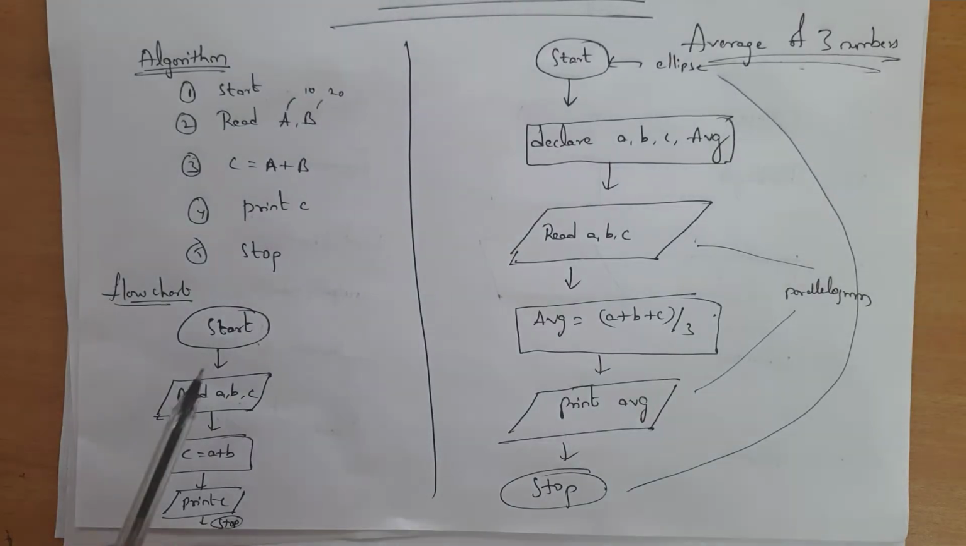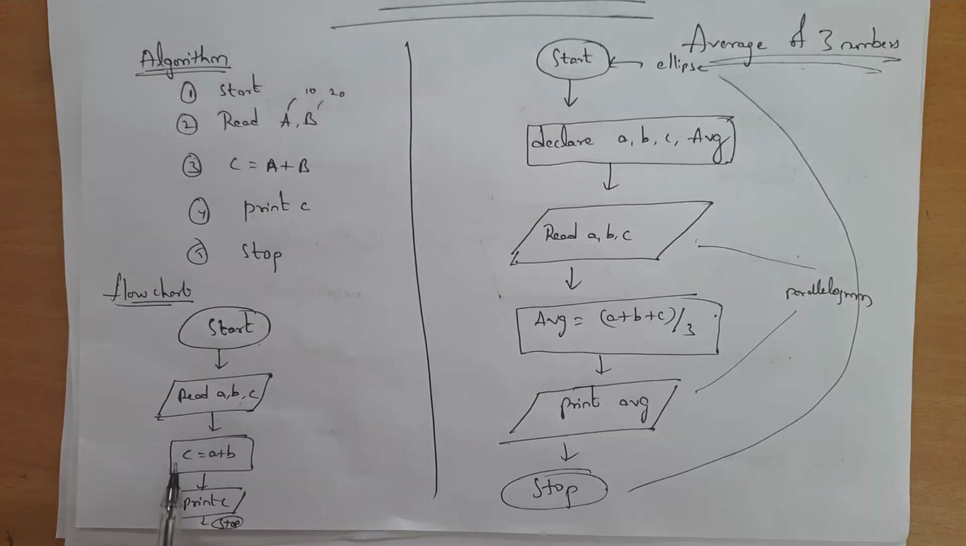Next, flowchart. Step 1 is start. After that, read A comma B and write C is equal to A plus B. And at last print C because C contains result.